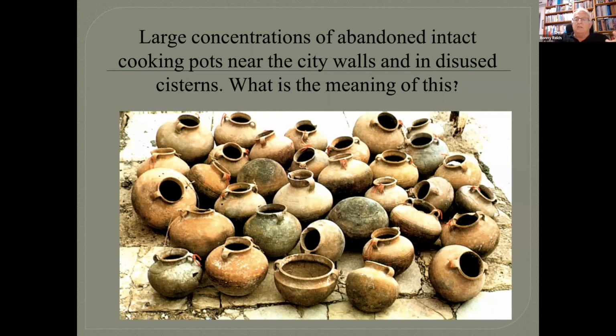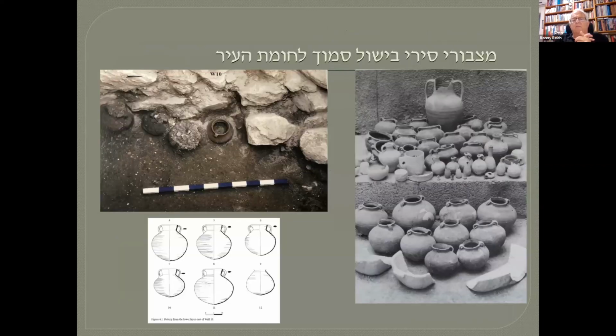And these were cooking pots that were used. You can see the lower part of the body of the pot has soot on it. Certainly they were used, not new ones. And please, let's continue. Next.